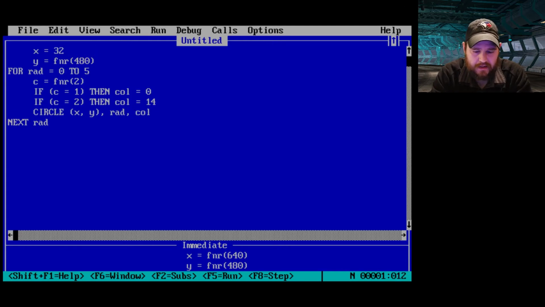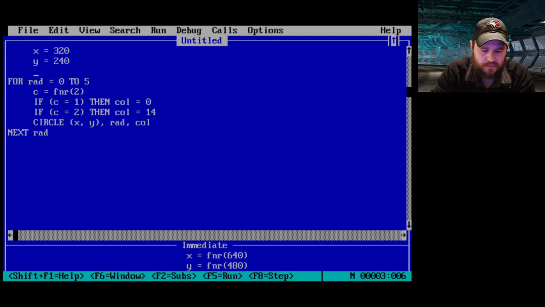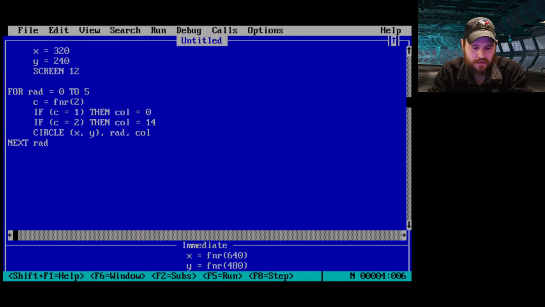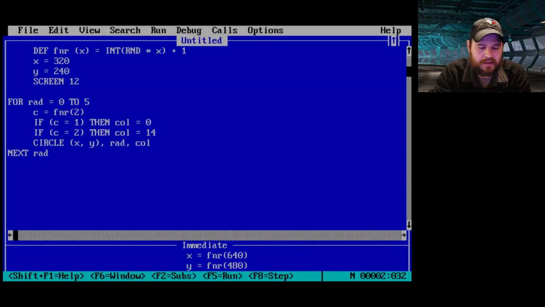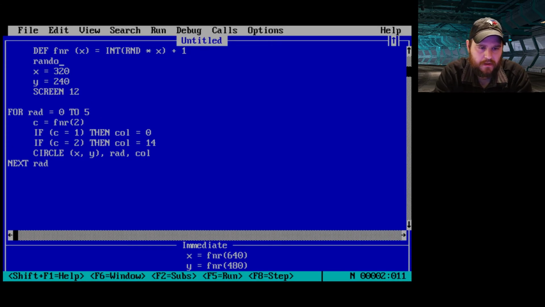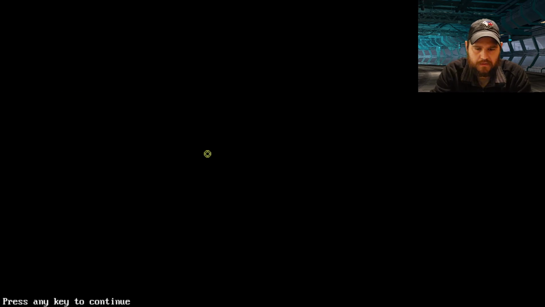Okay, we'll set X again at 320 and Y at 240. We'll go into screen 12. And we'll do this. Function not defined. We need to define our function. Done. Here we go. There you go. I didn't see any that big. Did I see something that big? Oh, I didn't randomize the timer. There we go. So it's going to be different every time.